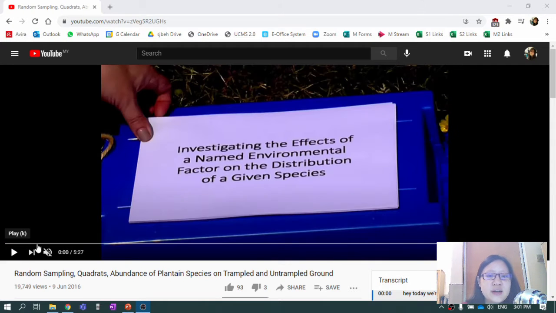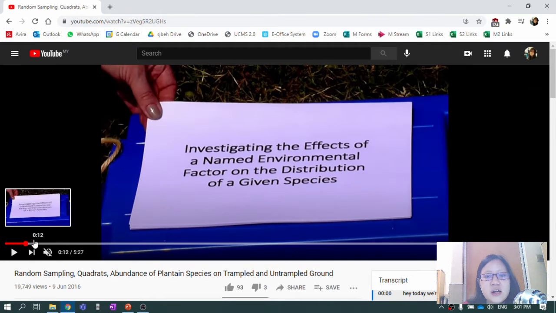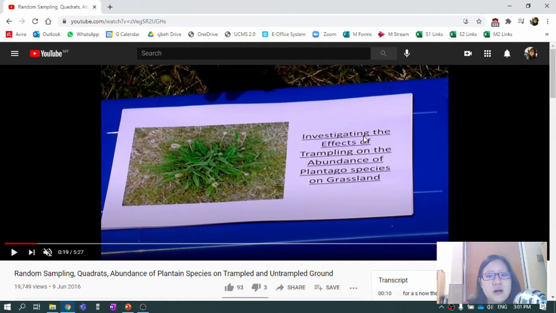So this here is someone else's experiment, and they're basically investigating the effects of an environmental factor on the distribution of a given species. Specifically, they are investigating the effects of trampling on the abundance of Plantago species on grassland.